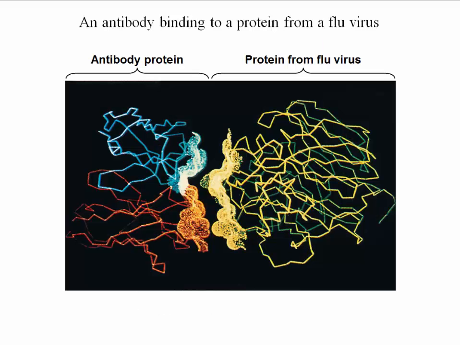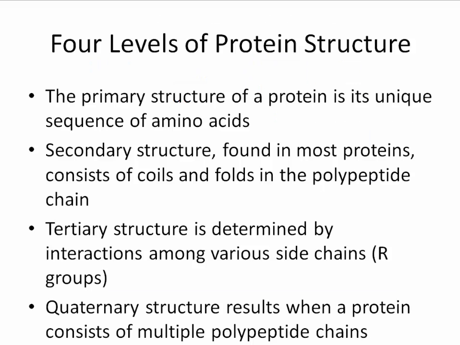Here is an actual antibody protein binding on the right-hand side with a nasty old flu virus protein. So the antibody protein, if you look at the very center of the blue and orange parts, forms a nice little pocket. And the protein from the flu virus is going to fit exactly in that little pocket, and so it will become inactive or deactivated.